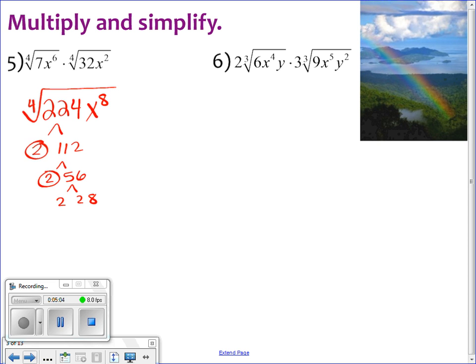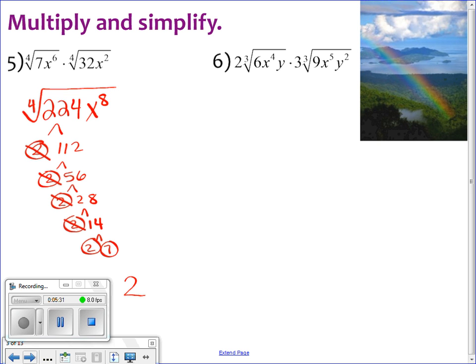2 and 28, 2 and 14, 2 and... I was that annoying person who did everything by twos. I know that drives some of you crazy. All right, how many 2's does it take to come out? It takes 4 of them, right? The index is 4, so it needs 4 of them. 1, 2, 3, 4. So what comes out then? 2. It takes 4 of them in order to actually come out of that.